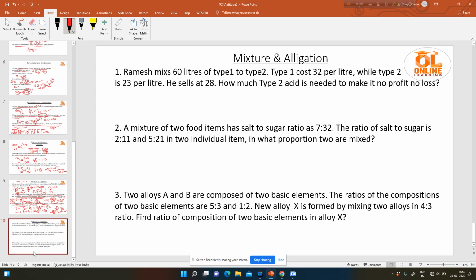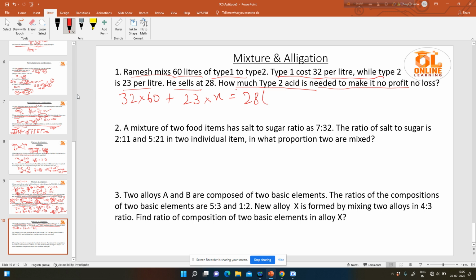Okay, Ramesh mixes 60 liters of type 1 with type 2. Type 1 costs 32 per liter, while type 2 is 23 per liter. He sells at 28. It means he sells the total of type 1 and type 2 at rupees 28. How much type 2 acid is needed to make it no profit, no loss? So 32 per liter, he has 60 liters of type 1, and then 23 per liter, we don't know how much, so he sells the total at 28.